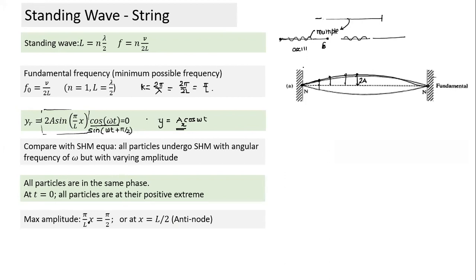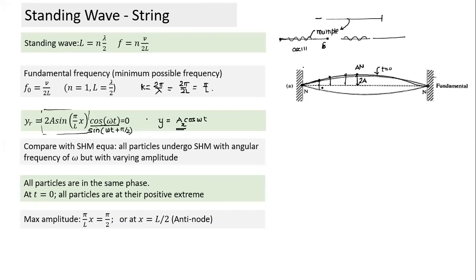So pi x by L is equal to pi by 2, or x is equal to L by 2, which makes common sense. So if this is a node and this is a node, all particles oscillate with varying amplitude. And the maximum amplitude occurs at the midpoint. And this point where maximum amplitude takes place is called an antinode. We use A to denote antinode, or you can call it AN also. So this is the shape of the wave at t is equal to 0.